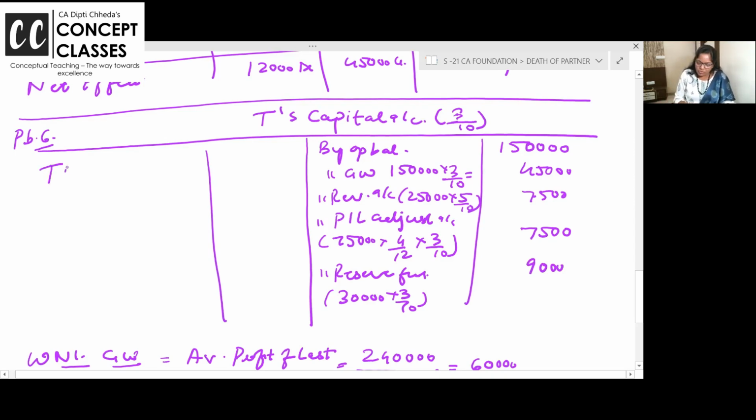So how much should you transfer to T's executors? See, don't make a blunder, dear students. Don't pay anything to T. T is deceased. Whatever you have to pay, pay to his executor. 150 plus 45,000 plus 7,500 plus 7,500 plus 9,000.